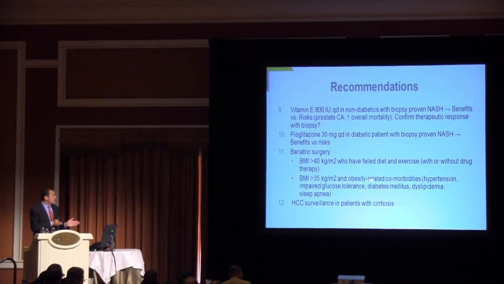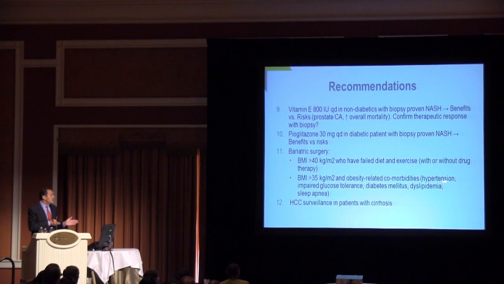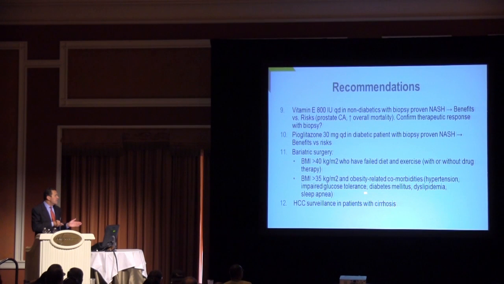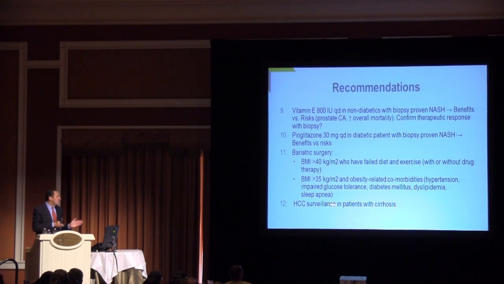So, all patients that have a BMI of over 35 that have obesity-related comorbidities, such as hypertension, impaired glucose tolerance test, diabetes, dyslipidemia, or sleep apnea. And be careful with the patients that have NASH cirrhosis. Frequently we see patients that had cirrhosis, they never underwent surveillance of hepatocellular carcinoma. So patients that have NASH cirrhosis, ultrasound, and alpha-fetoprotein every 6 months at least.